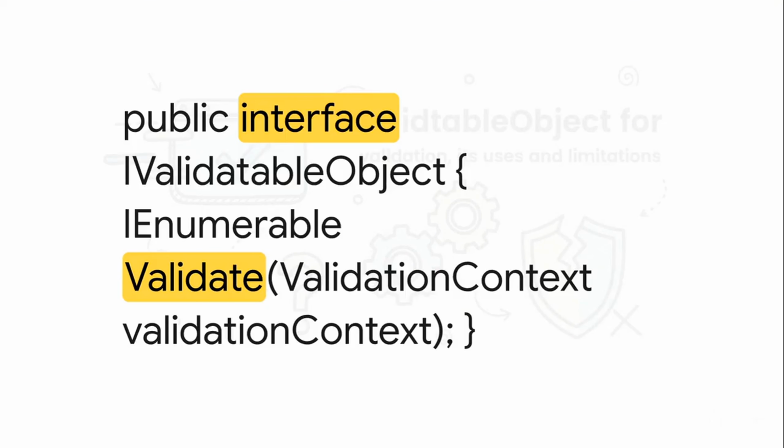And when I say simple, I mean it. The interface itself is literally just one method: Validate. That's it. By just implementing this one method on your class, you unlock all this powerful, custom, cross-field validation. It's surprisingly easy to get started with.